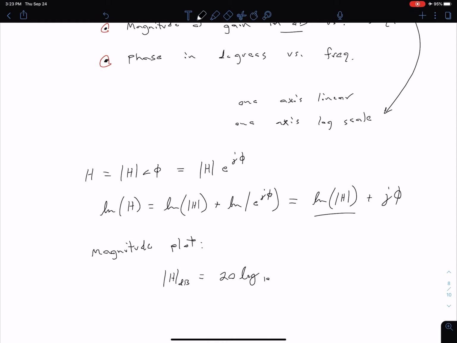20 times log base 10 of the magnitude of h. And then for our phase information, we see it doesn't have a log, so that's why we're just plotting the phase in degrees versus frequency, and we're not putting that in decibels.